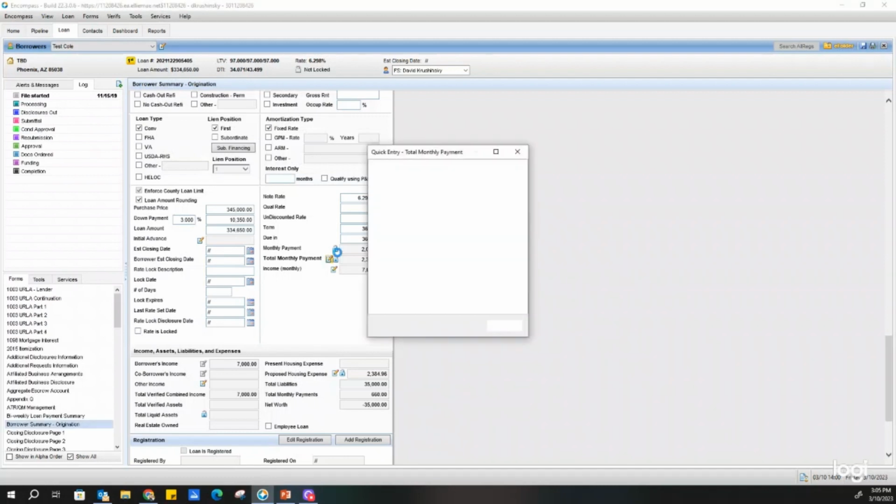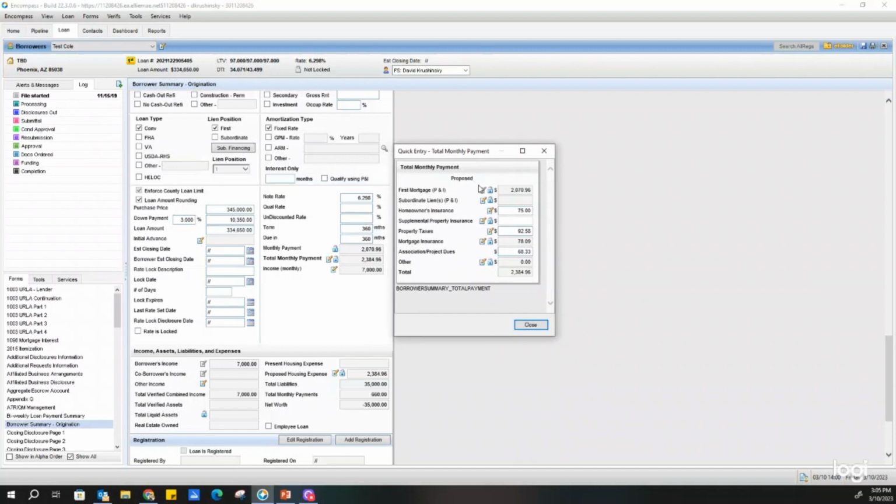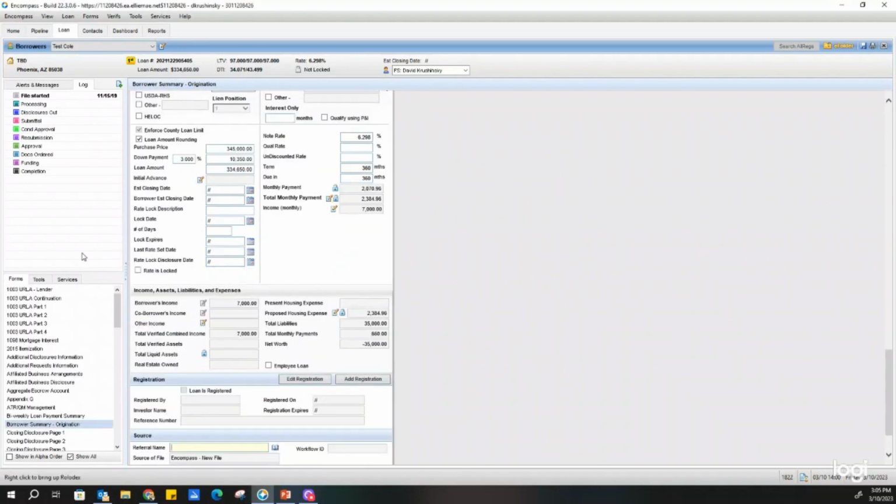And we can take a look here and say, okay, what is the payment comprised of? Well, it's principal and interest, homeowner's insurance, property taxes, mortgage insurance, and a homeowner's association. So we're looking at the total payment of $2384 and the borrower's income, which we have here at $7,000 per month. Now, that is the front ratio. So if we take the $2384, that is 34% of $7,000 per month.